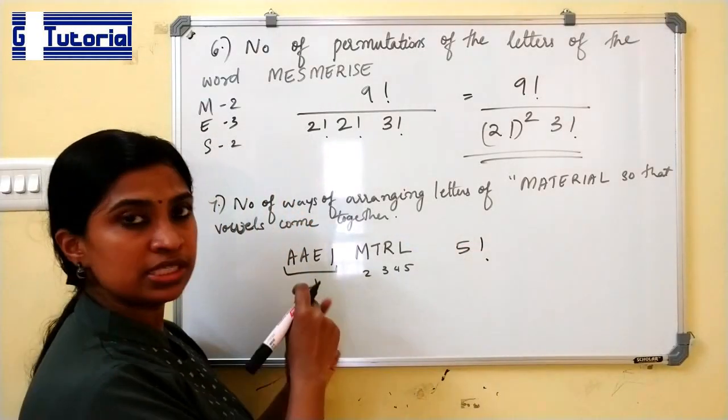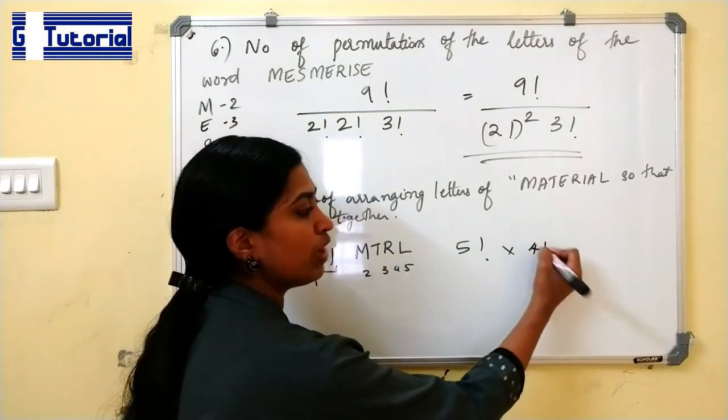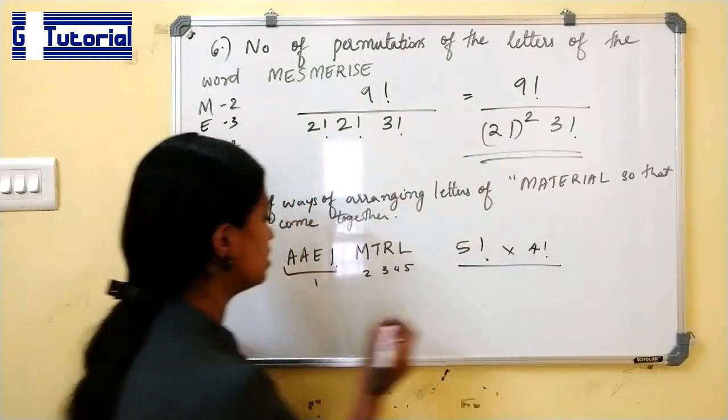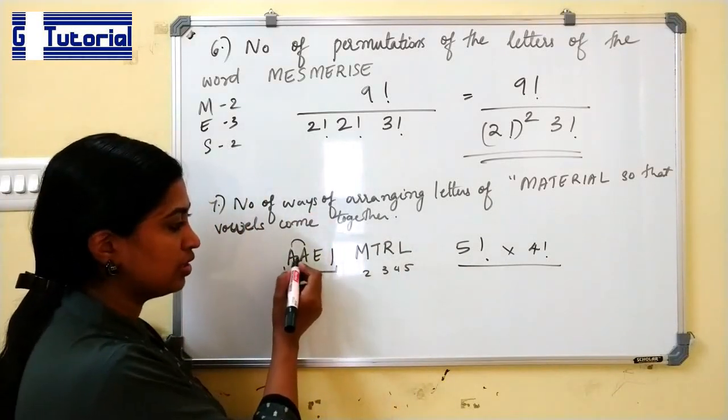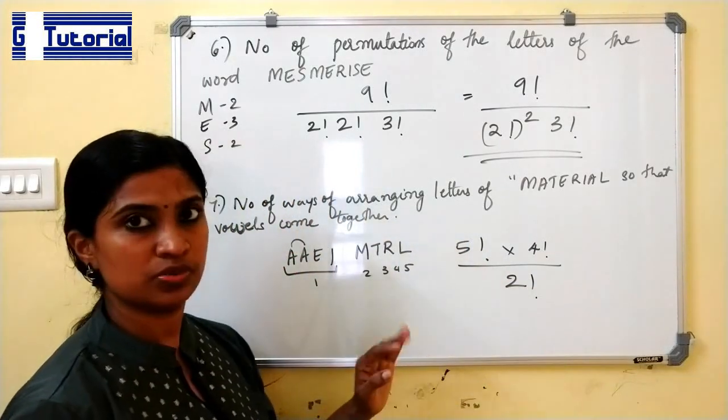And within the vowels, there are 4 vowels. So they are arranged in how many ways? 4 factorial ways. But there is a repetition of A. So 2 times A is repeated. So divided by 2 factorial. This gives the answer for this question.